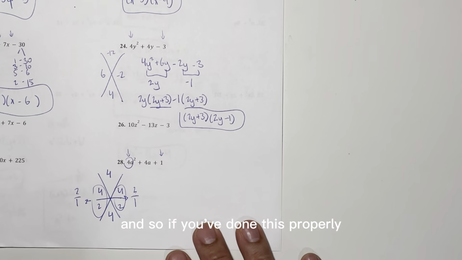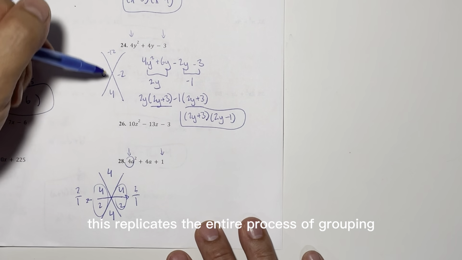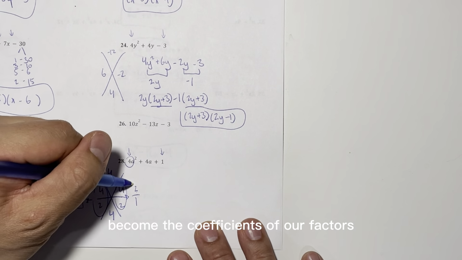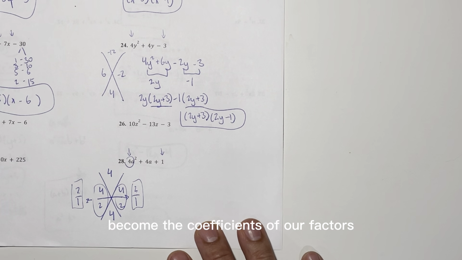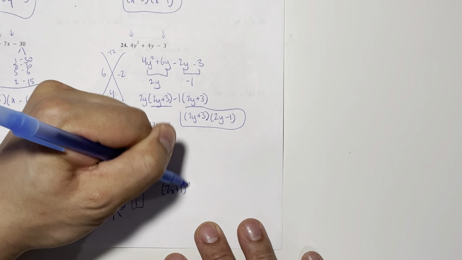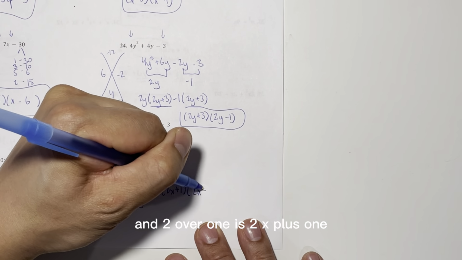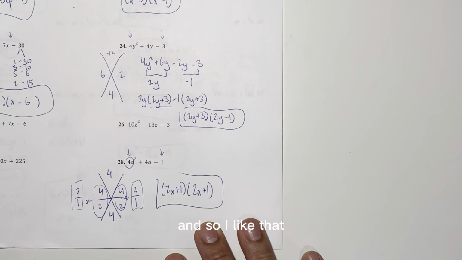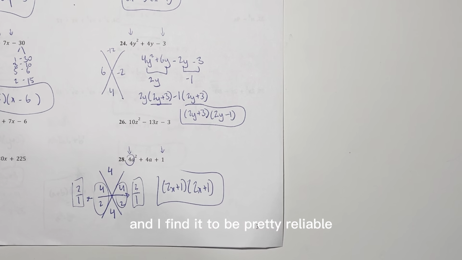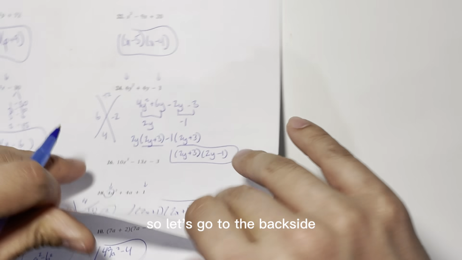If you've done this properly, this replicates the entire process of grouping. And these numbers become the coefficients of our factors, as in 2/1 is 2x plus 1, and 2/1 is 2x plus 1. And so I like that. It's actually a very fast way to factor, and I find it to be pretty reliable. I don't have a lot of space on this, so let's go to the backside.